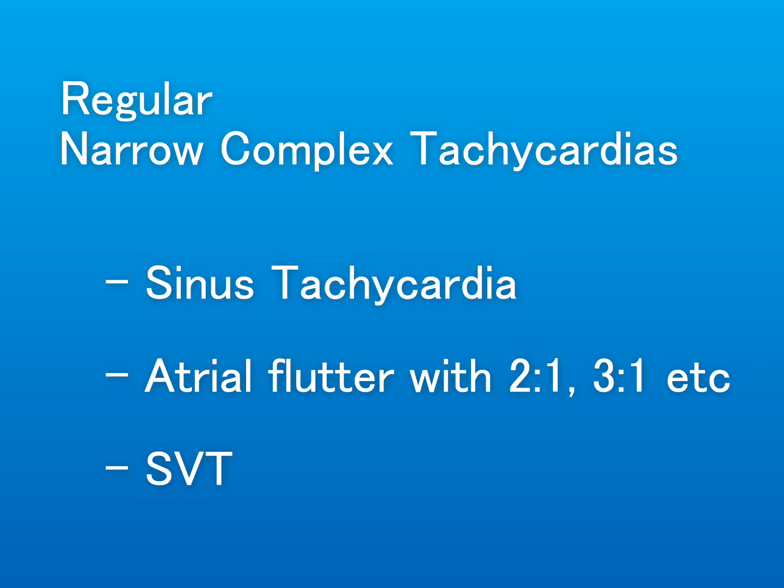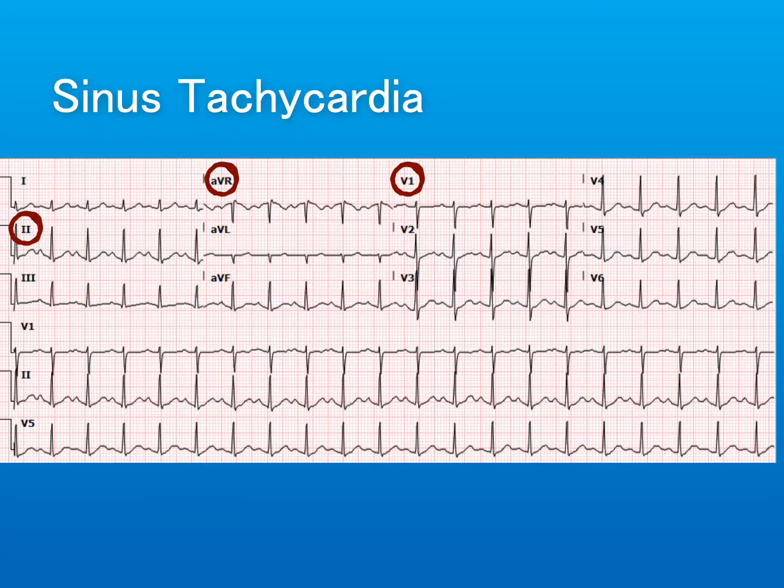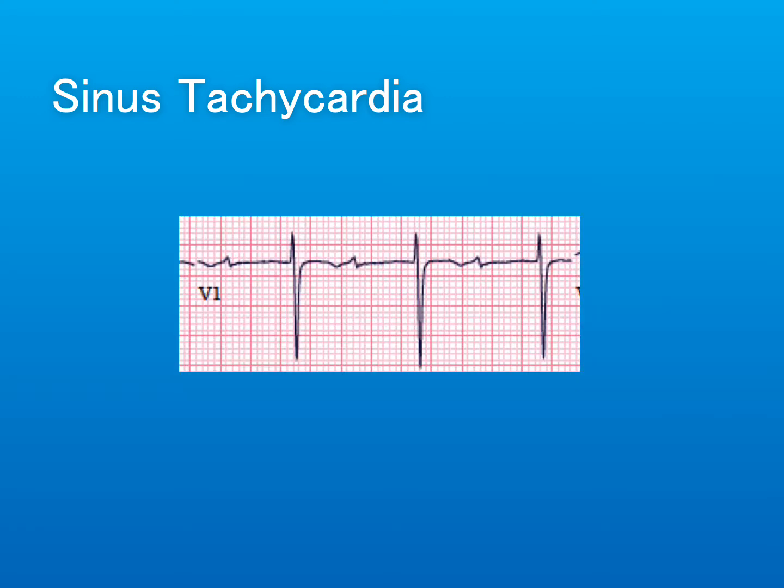So it's going to be above 100 beats per minute, and it's caused by increased automaticity, where there's increased sympathetic activation. The P wave is going to be coming from the sinus node, and therefore we're going to see a typical pattern of the P wave. It's going to be upright in lead 2 and down in AVR. In V1, you'll commonly see either an upright P wave or a biphasic wave, as you can see here.